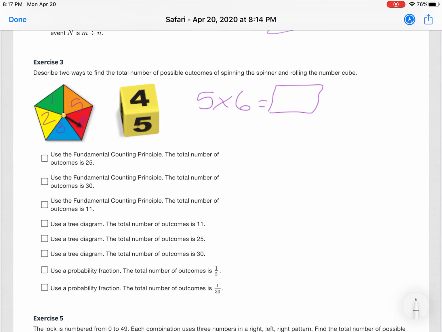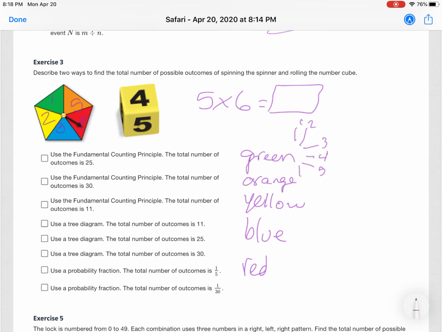Or we could use a tree diagram, which would look something like this. We would start with the colors of the spinner. So we have green, orange, yellow, blue, and red. And from each of those, we could have a 1, a 2, a 3, a 4, a 5, or a 6 on the number cube, and you would do that for each of them to find the total number of possible outcomes. This is called a tree diagram.